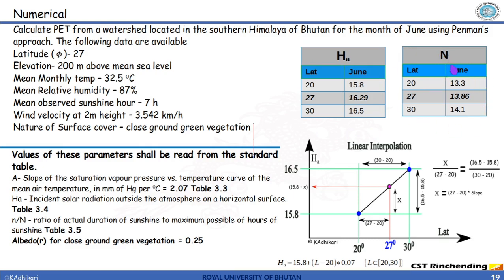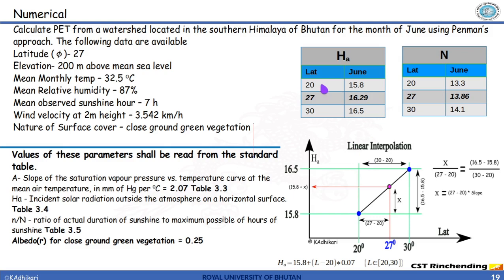Now the thing here is, we are interested in finding the value of Ha and n at a latitude of 27 degrees, but the standard table does not have 27 degrees. It simply has 30 degrees, which is 16.5, and 20 degrees, which is 15.8. For 27 degrees we have to interpolate. Interpolate means we have to estimate the value at 27 degrees. For this we use a special technique known as linear interpolation.